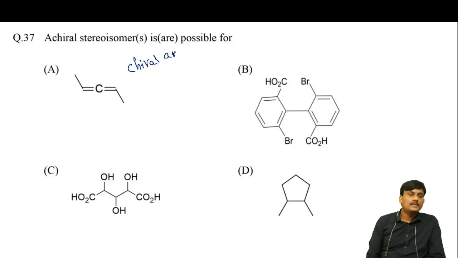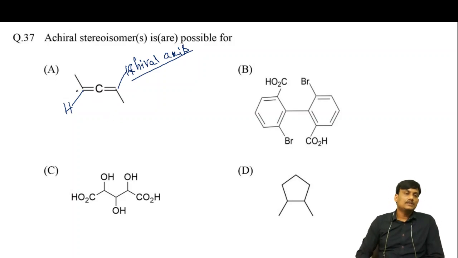The chirality due to chiral axis. In this case, here the two... What is the other substituent? The other substituent is hydrogen. In this case, if the two substituents attached to this carbon are dissimilar, then the compound will be chiral. So this one is chiral.